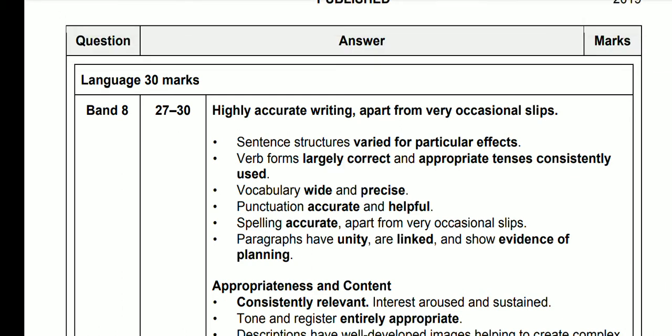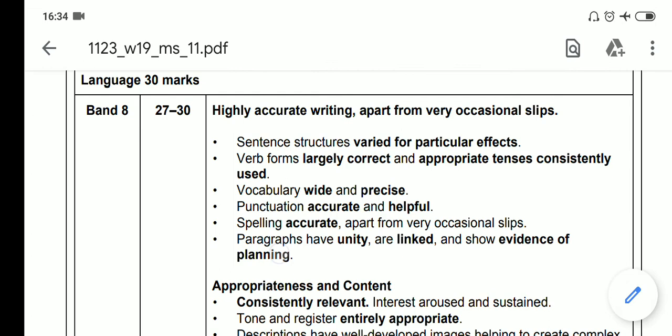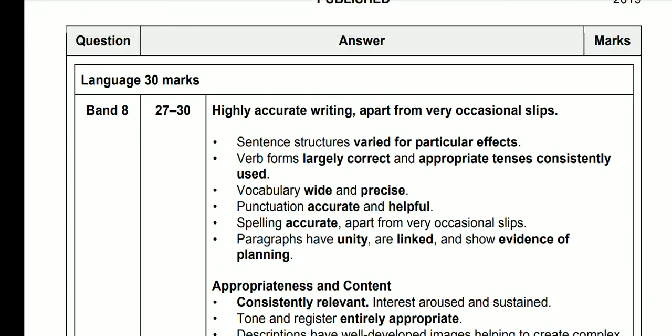Verb forms largely correct, and appropriate tenses consistently used. Remember all these points that are from sentence structure till evidence of planning. This marking scheme criteria relates to descriptive, argumentative, as well as narrative. Okay, so we are talking about narrative at the moment.